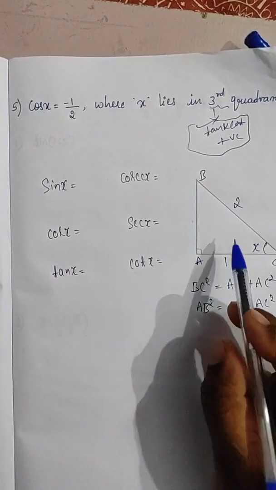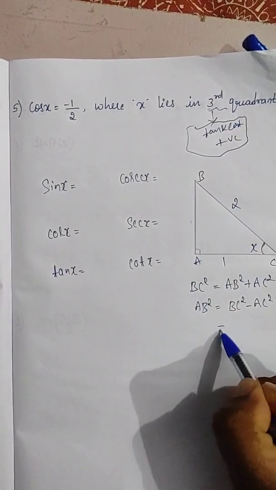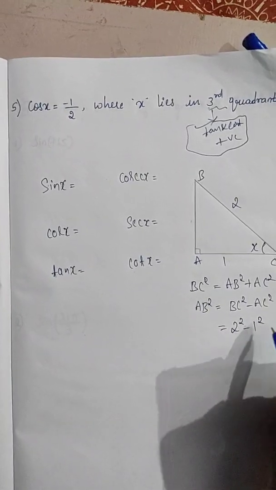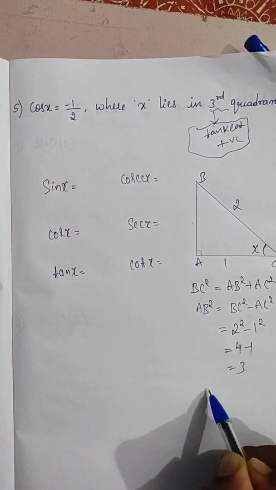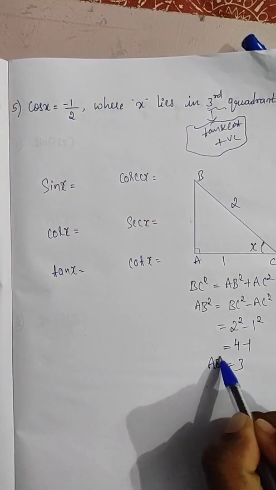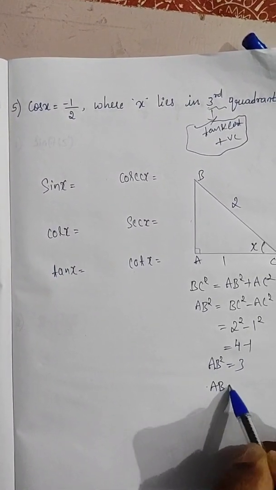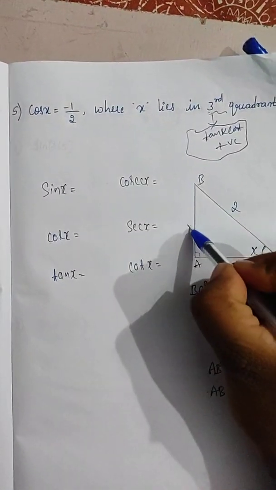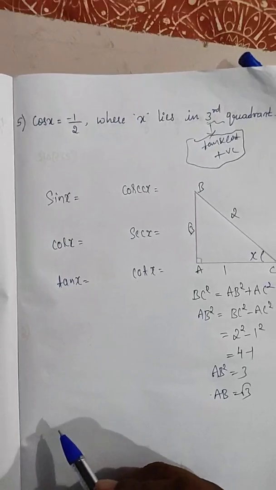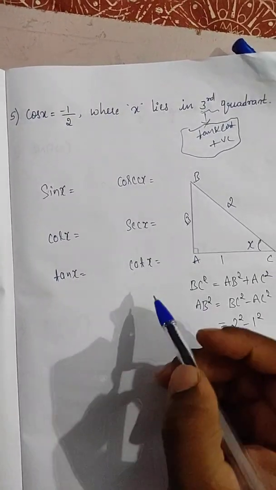Here bc square is 2 square, and ac square is 1 square. 2 square is 4, 4 minus 1 is 3. So ab square is 3, so ab is root 3. Root 3 means the opposite side is root 3. Is it clear?